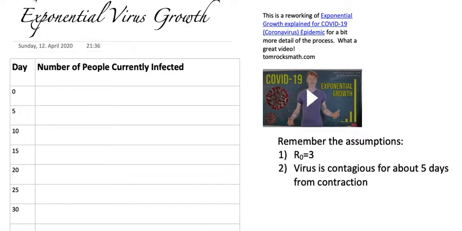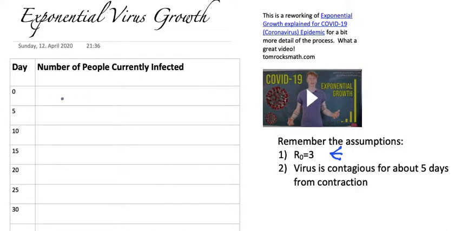First of all, the assumption here is that we have this basic reproductive number of approximately 3. Remember, that means that every person is approximately going to infect 3 other people, okay? And then the other assumption in this model, and this is why he's going by 5 days, is that the virus is contagious for about 5 days, okay?